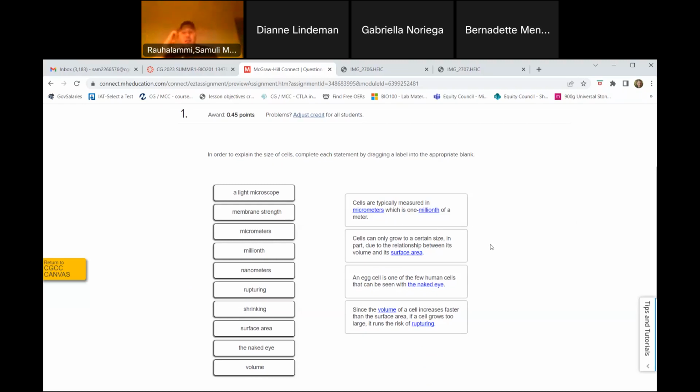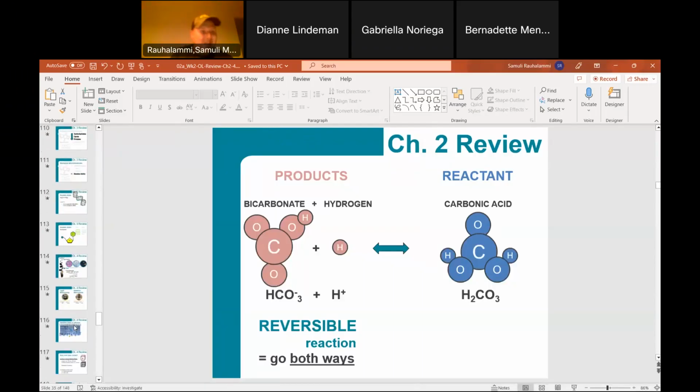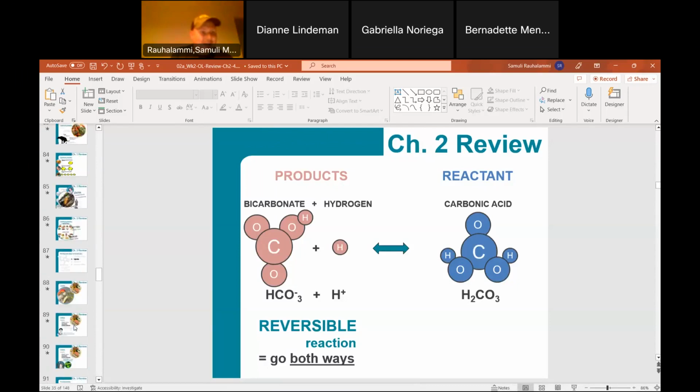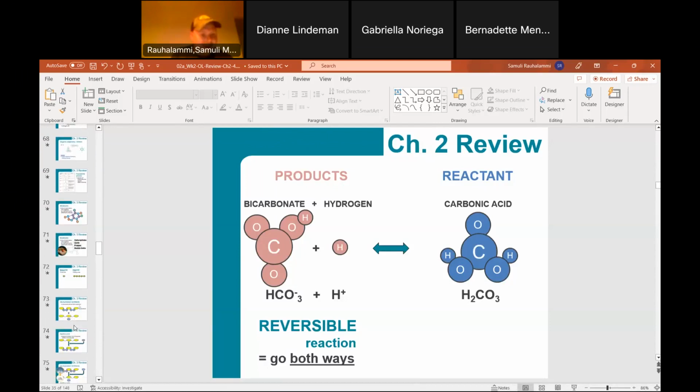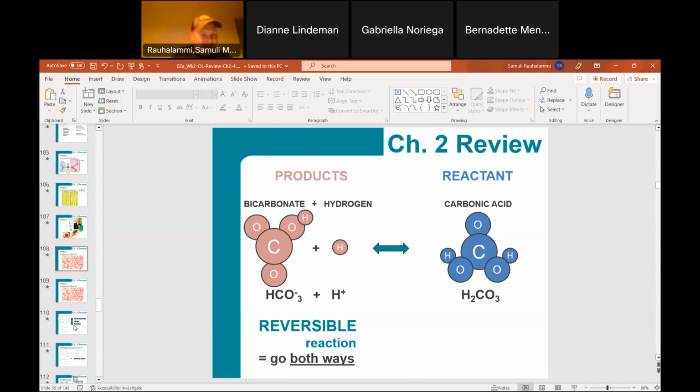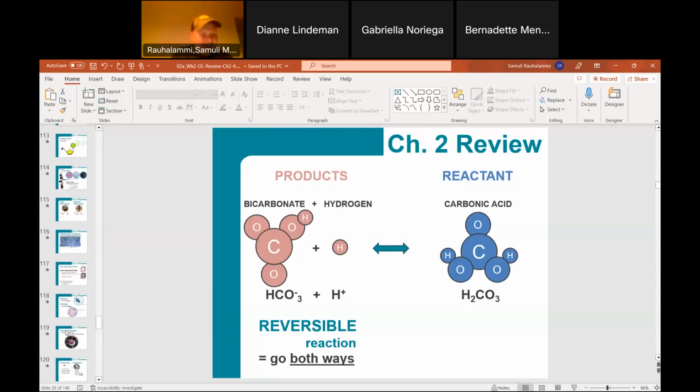Cells can only grow to a certain size, in part due to the relationship between its volume and surface area. So there is an optimal size for the cell. And again, I'm going to illustrate that from the slide deck that I prepared ahead of the time before our class. So here we are seeing a cell. Let me find it. Provided that I find it. Really, I don't want to get sidetracked.